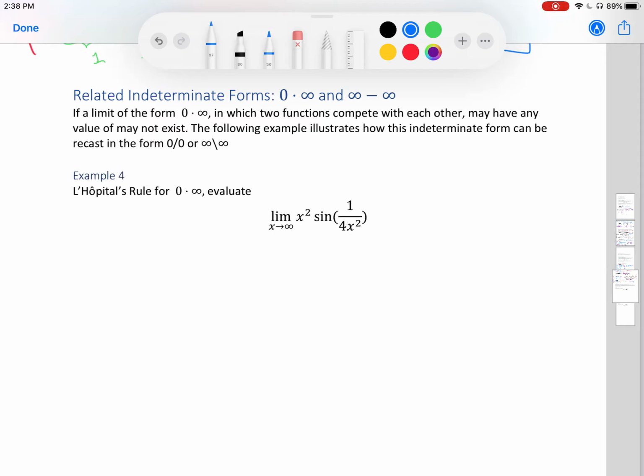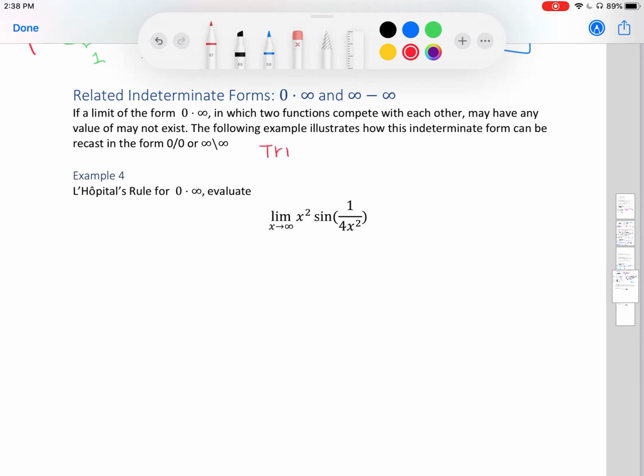All right, let's do example 4, L'Hopital's rule. Here is a case where I have 0 times infinity. The problem here is that we have these two competing limits. If we think of them separately as x squared and separately sine of 1 over x squared, we have a 0 times infinity case. Well, I can't apply L'Hopital's rule because that would require some type of rational interpretation of a function.